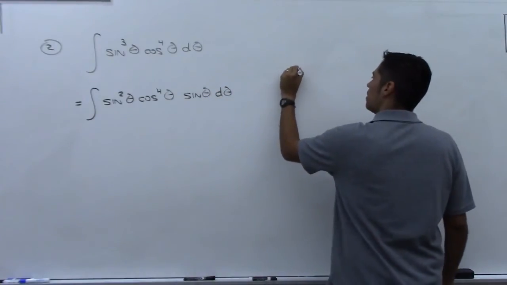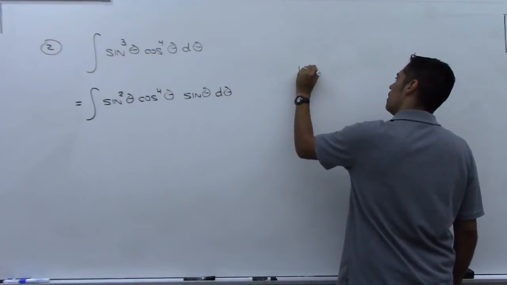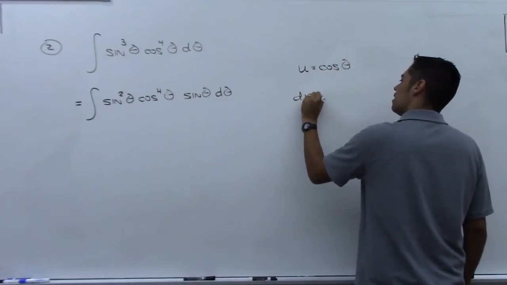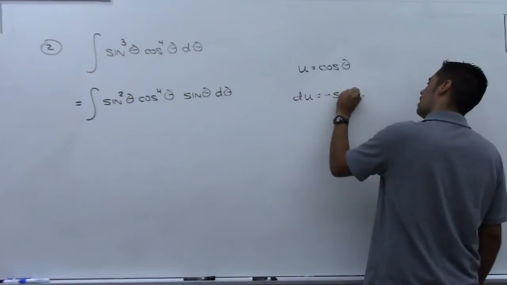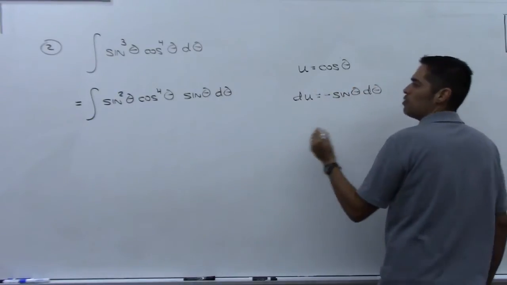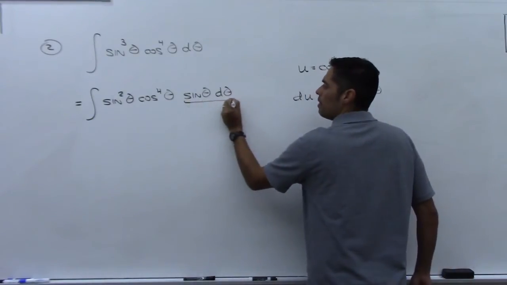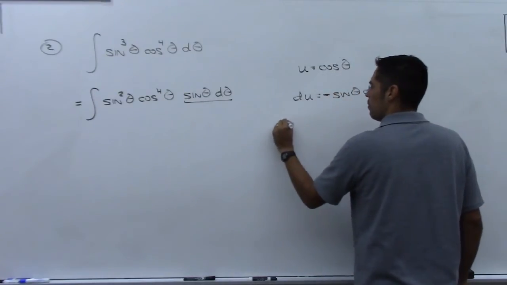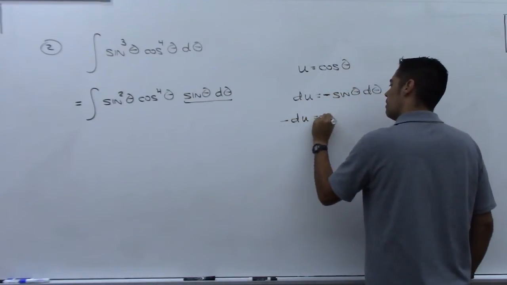And then I will make the substitution that u will be cosine theta this time. The derivative of that is negative sine theta d theta, which we almost have. We have a positive, and this is negative, right? So I'm going to just multiply both sides by -1.